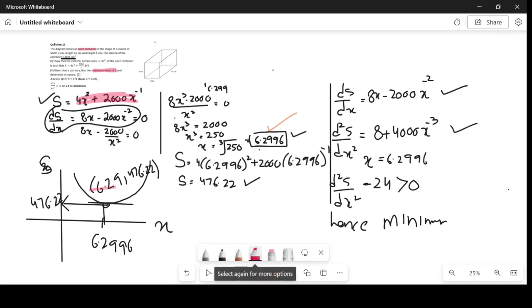In the second derivative you have to substitute the value of x of the stationary point. That came out to be 6.29. And after taking the second derivative and substituting the x of the stationary point in it, we got a positive value. It was 24, which implies that this stationary value is a minimum.